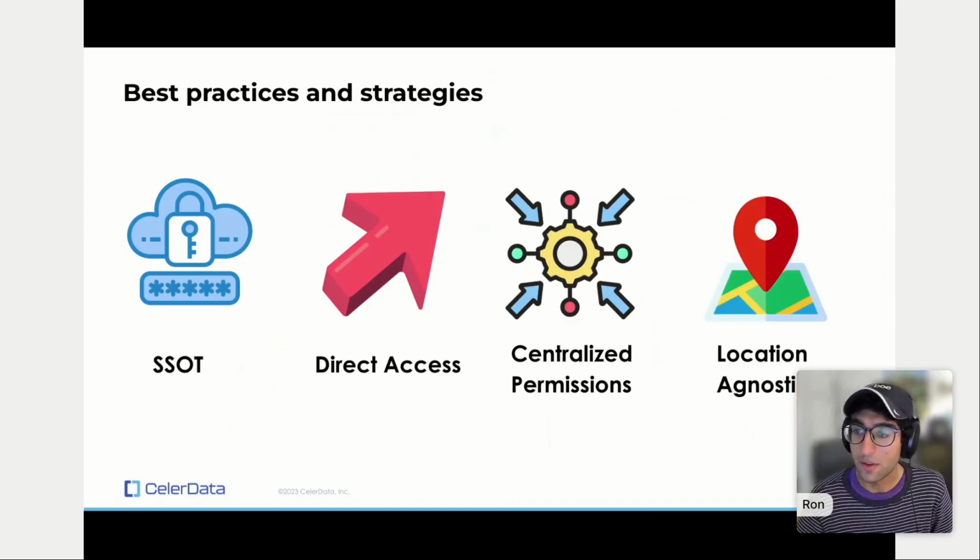And lastly, have location-agnostic security. As your data resides in multiple clouds and multiple environments, permissions can remain unified regardless of physical location. And that should be just a given based on using a multi-cloud environment or tenant.